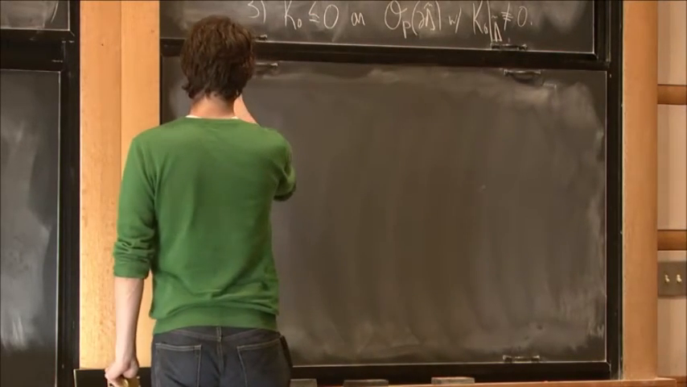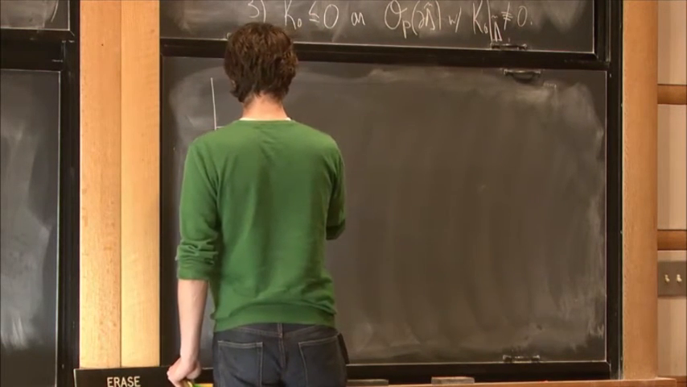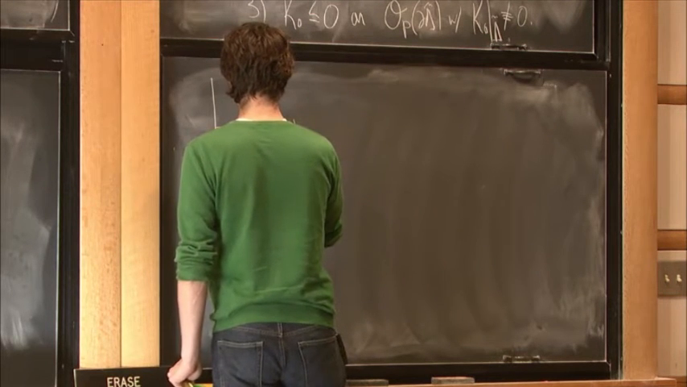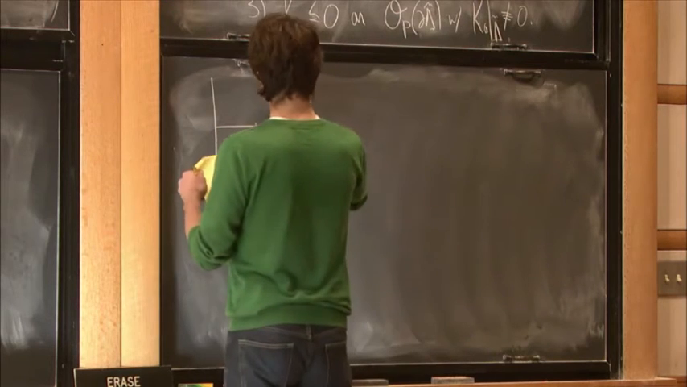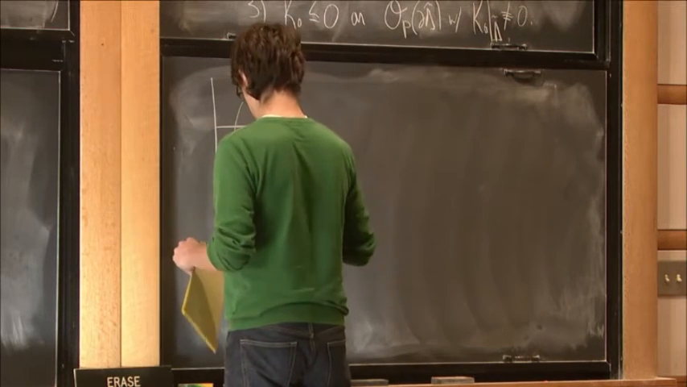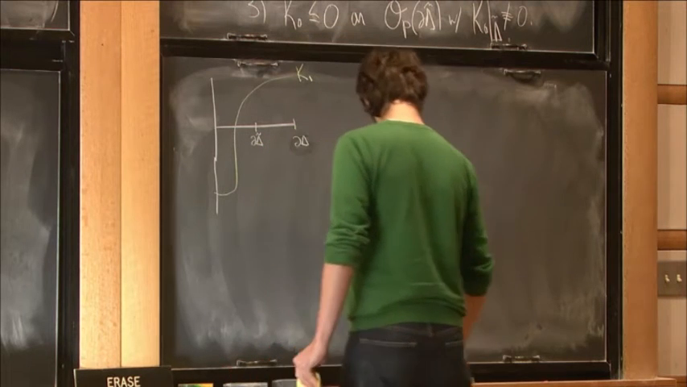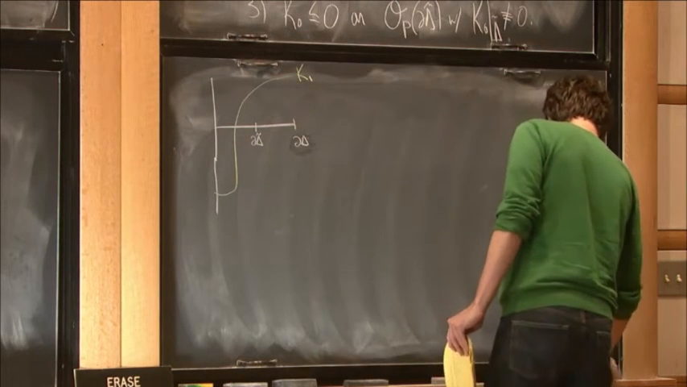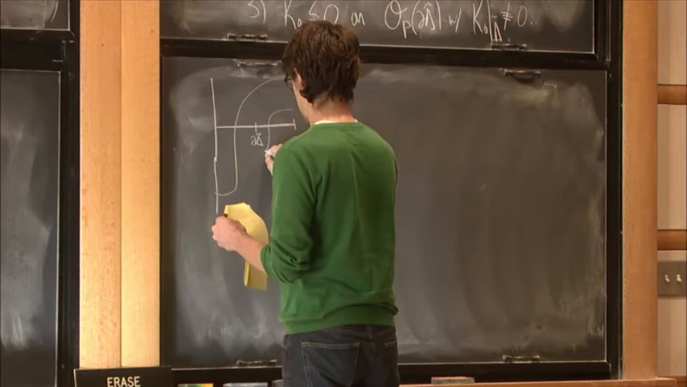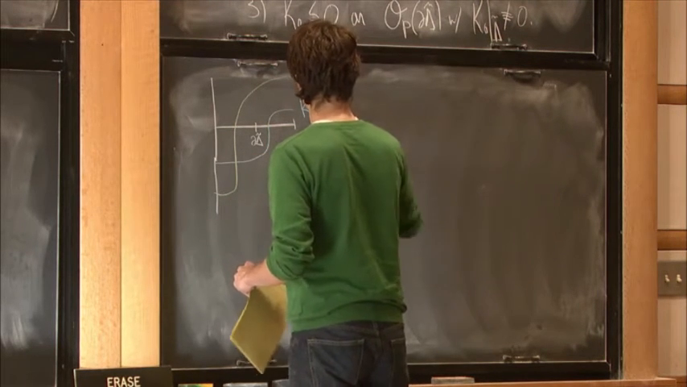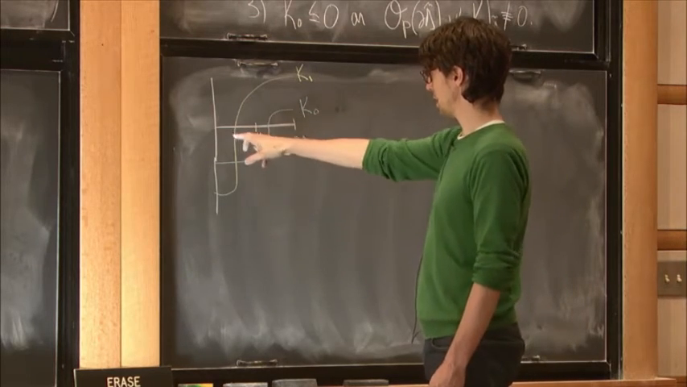So the picture to have in mind is, here's delta, and here's the boundary of delta twiddle. Something like this is K1, where K0 might be something like this. So K1 is not less than or equal to K0, but the failure is inside this star-shaped region.